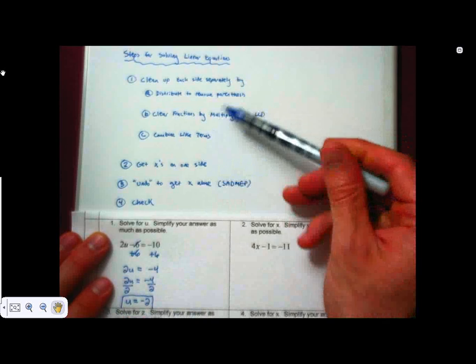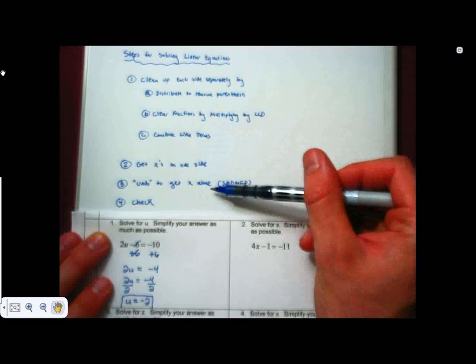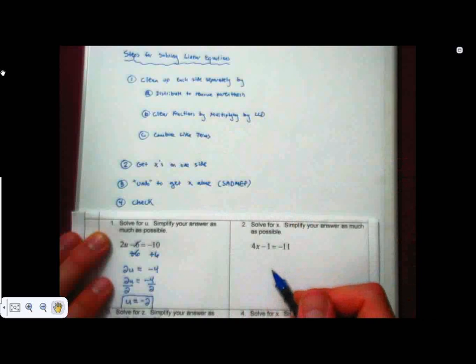Okay, let's try number 2. Again, if you ran through all the steps, we could skip all the steps up until number 3, which is the undo step. Number 3 tells me that I'm supposed to undo in the reverse order of operations. So I have to undo this times 4 and the minus 1 to get x alone. I'm going to undo the minus 1 first by adding 1 to both sides. And so that gives me 4x equals negative 10, because the negative 1 and 1 make 0.